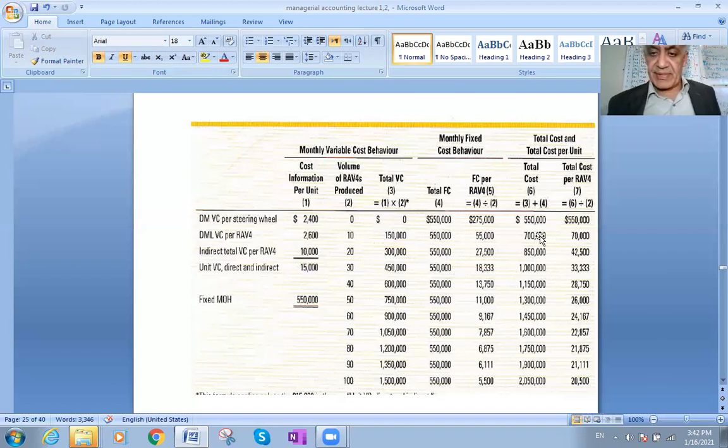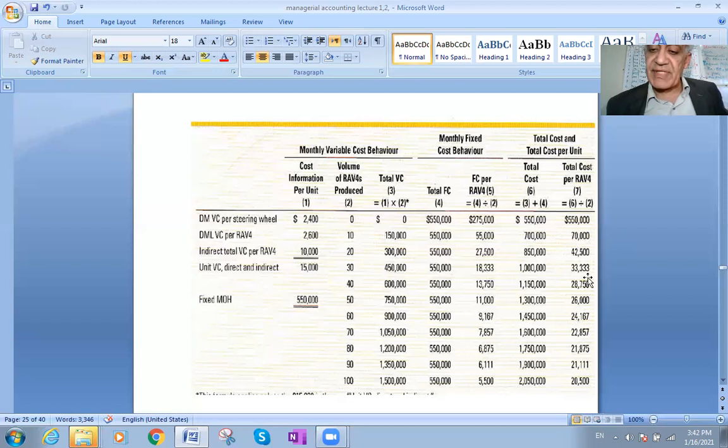At the same time, look at the second number here, 700,000 total cost. Divide by 10. If you are producing 10 units, they cost you a total cost of 700,000, then how much will each of them cost you? Then you will say 700,000, the total cost, divided by the number of units, which is 10, it will give me 70,000. The more you go down, the less the cost will be.